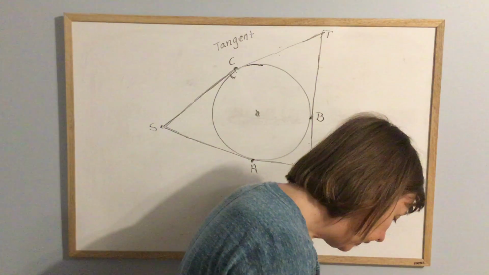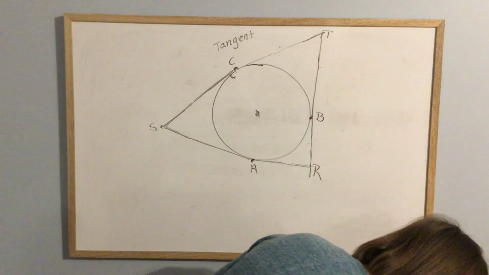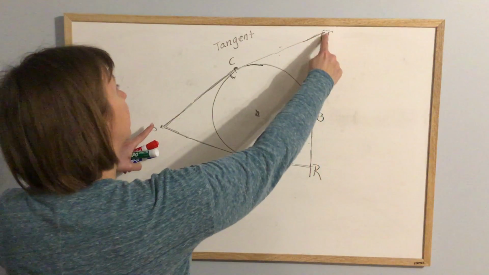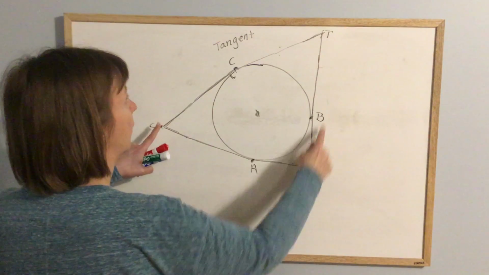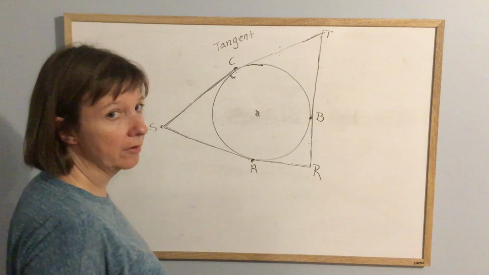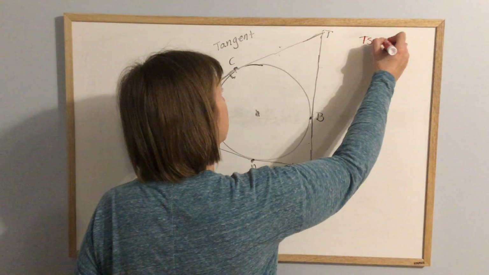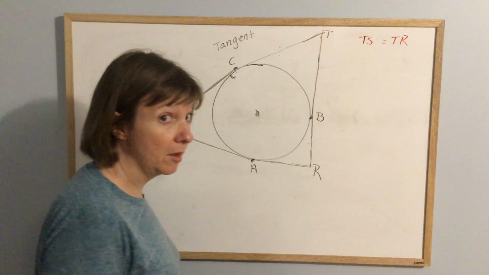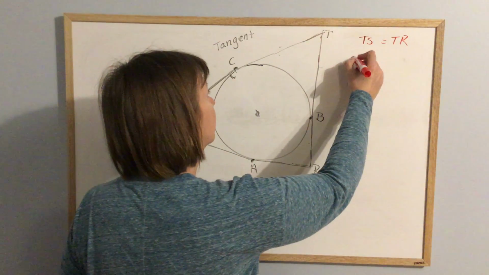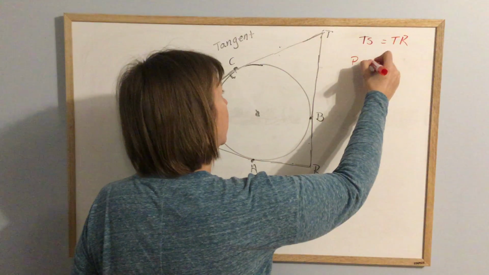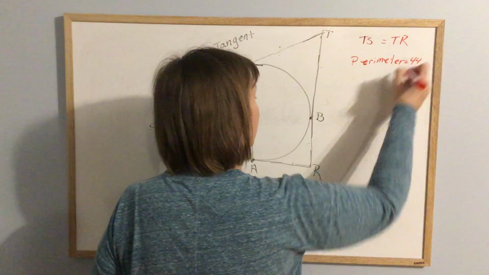Now, they tell us that TS is equal to TR. So they're saying this line, TS and TR, those are the same length, okay? This line and this line are the same length. They're telling us that. So let me write that up here. TS and TR are the same length. They're telling us that. The perimeter of this triangle, I'll write it perimeter, just so you don't think it's like a P that's supposed to be on there, is 44 centimeters.